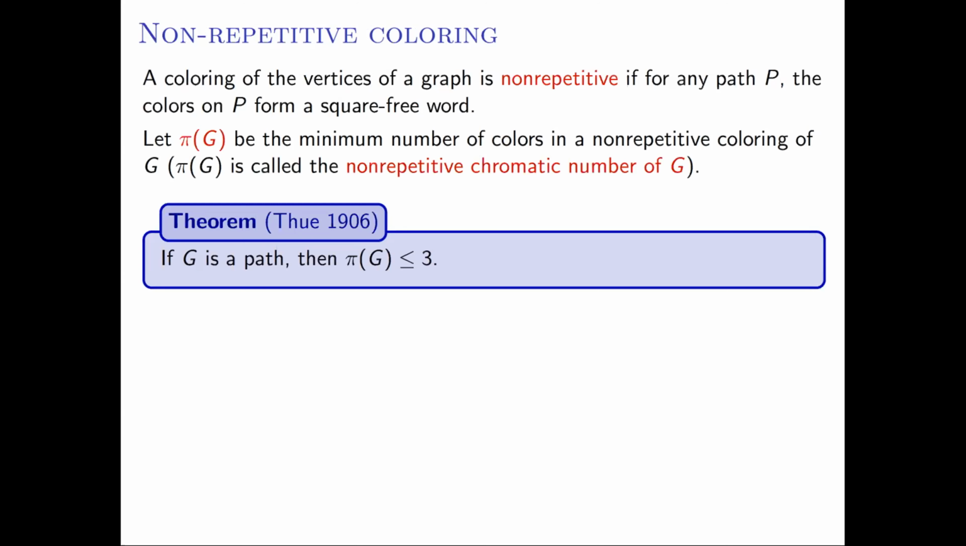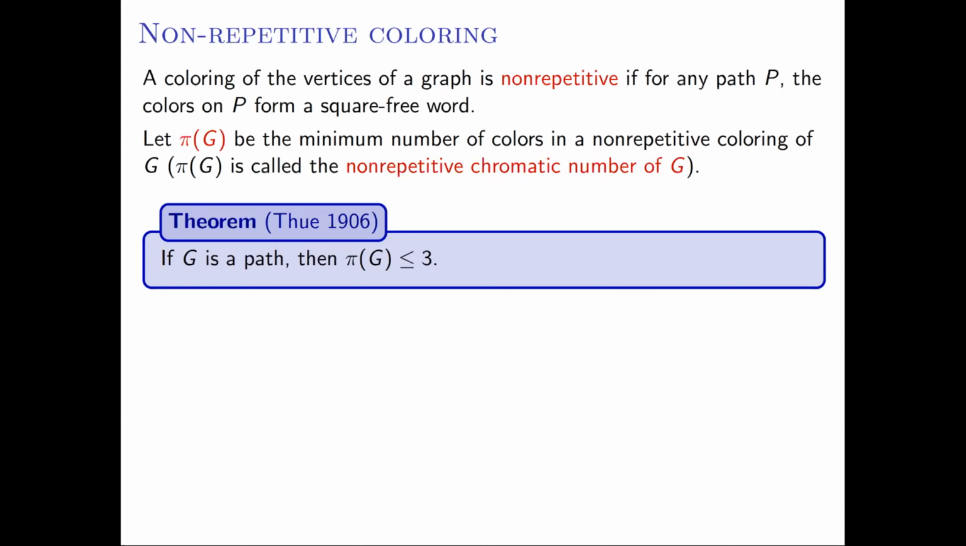So what's interesting is, non-repetitive means that you don't have AA on some edge, but it also means that you don't have ABAB on a path on 4 vertices, and not ABCABC, and so on. So compared to other classical coloring notions, you really forbid an infinite set of patterns, and this is what makes non-repetitive coloring much harder than other classical coloring parameters.